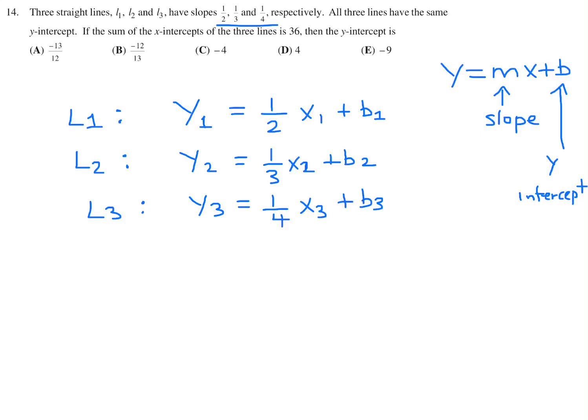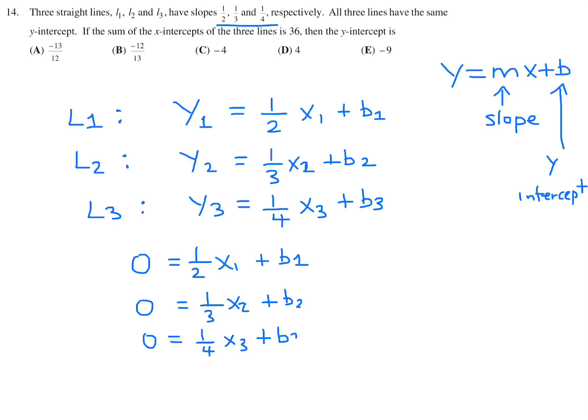All right, so let's do that. Let's set all of these to 0 to get the x-intercept. So we got 0 is equal to 1/2 x1 plus b1. 0 is equal to 1/3 x2 plus b2. And 0 is equal to 1/4 x3 plus b3.